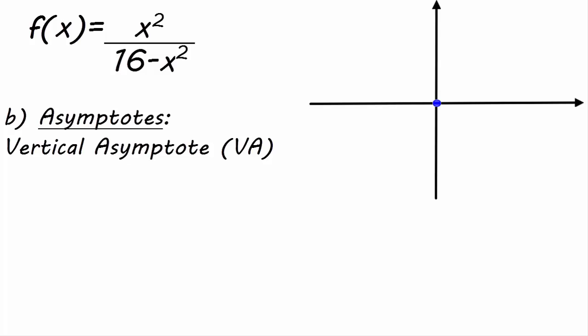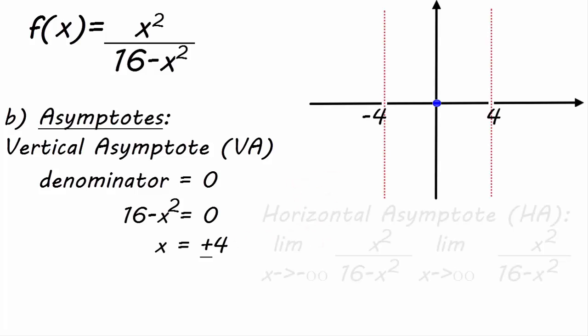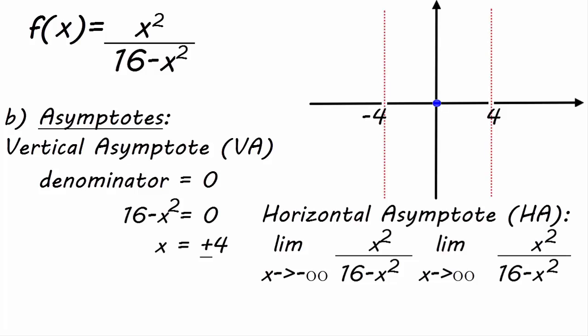To find the vertical asymptote, we set the denominator equal to 0 and solve for x. This gives x equals positive or negative 4. To find a horizontal asymptote, we look at the limit of the function as x goes to positive infinity and negative infinity. In both cases, we get negative 1, and so y equals negative 1 is the equation of the horizontal asymptote. This tells us the end behavior of the function.